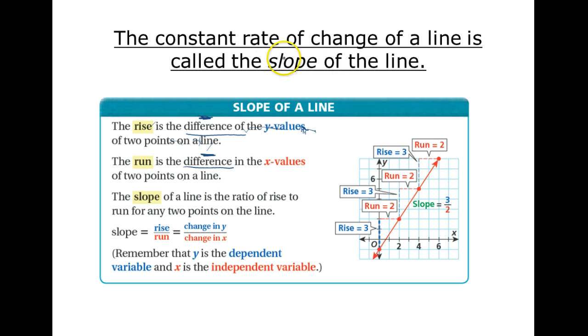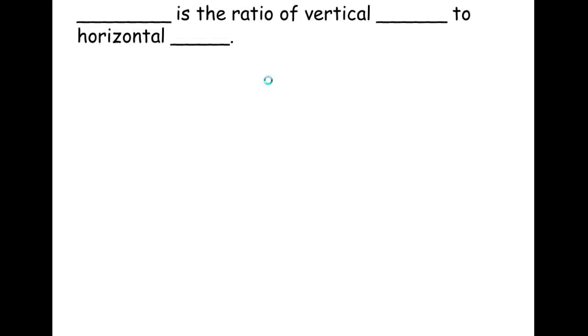Now the true definition of the slope is that it is the constant rate of change. It shows you how the line is changing at a constant rate. Alright, so blank is the ratio of blank to horizontal blank. So let's fill that out. The slope is the ratio of vertical rise to horizontal run.